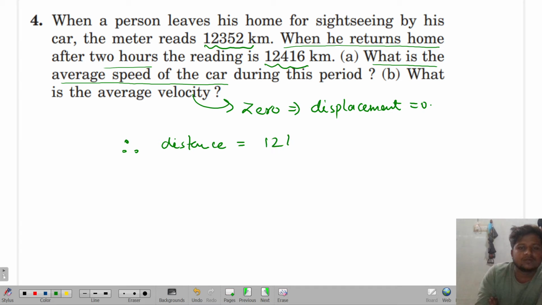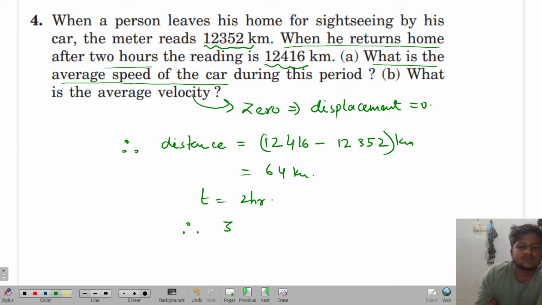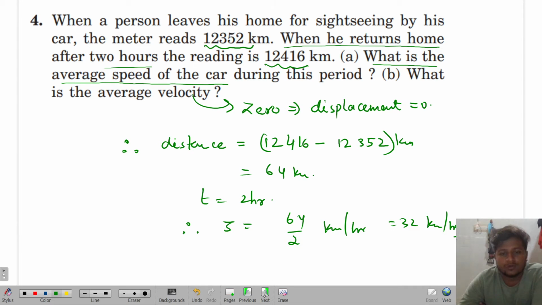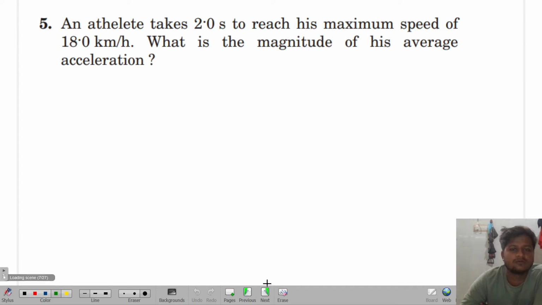It will be 12416 minus 12352 kilometers. Yes or no? This is going to be how much? 64 kilometer. Now time taken is how much? 2 hours. So therefore average speed is going to be how much? 64 by 2 kilometer per hour. That is 32 kilometer per hour. Got it or not? Simple yes or no? I'm not going to pause over here. Okay. Question number 5.